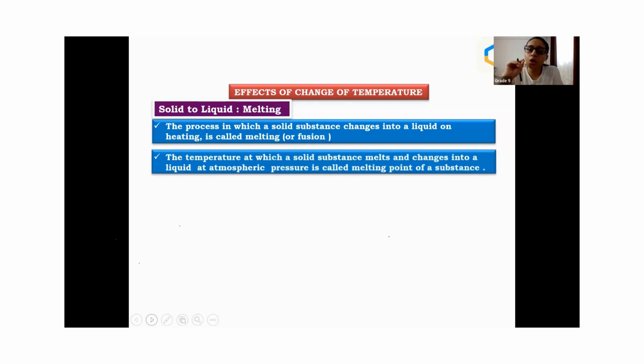So fusion is the change of solid to liquid. The temperature at which a solid substance melts and changes into liquid at atmospheric pressure is called the melting point of a substance. Got it, students? Whenever we provide temperature to a solid and it starts melting and converting into liquid at one atmospheric pressure, you know, atmospheric pressure is everywhere. So in the surroundings, it will get one atmospheric pressure at least. Then it is called the melting point of a substance. What was the melting point in the Celsius scale?